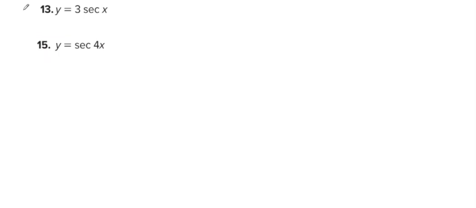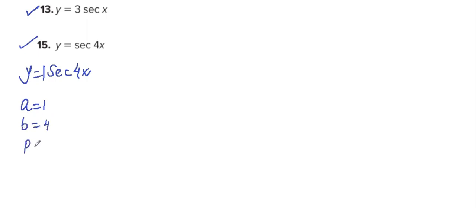So there are three questions in the multiple choice section, but I'm discussing only three because all are the same. Firstly, I'm going to discuss question number 15. So y is equal to secant 4x. You know that secant is the reciprocal of cosine. So now you can say this: firstly amplitude is 1, and b is 4, and the period is the same as for sine, 360 over b. So 360 over 4 is 90.